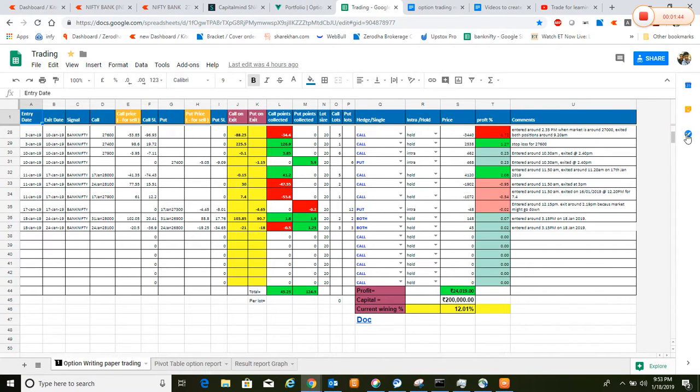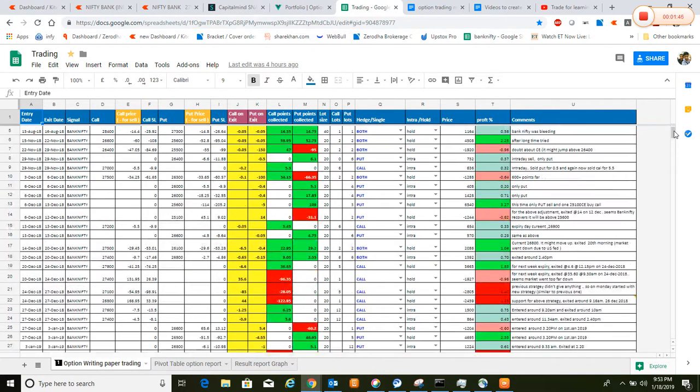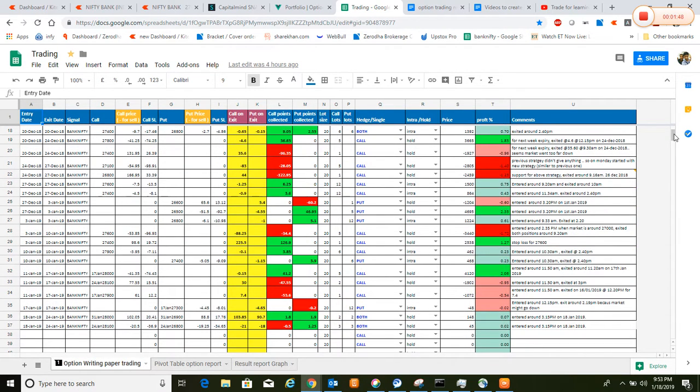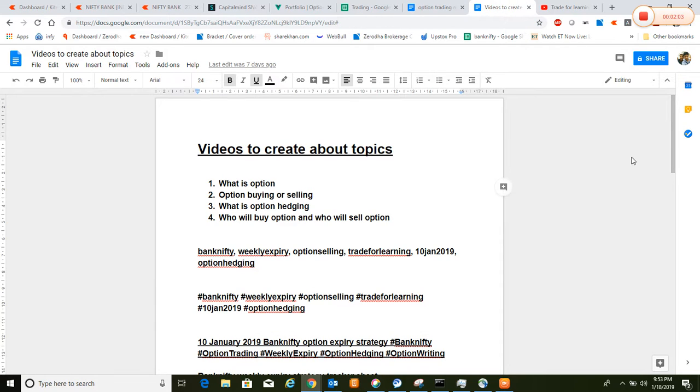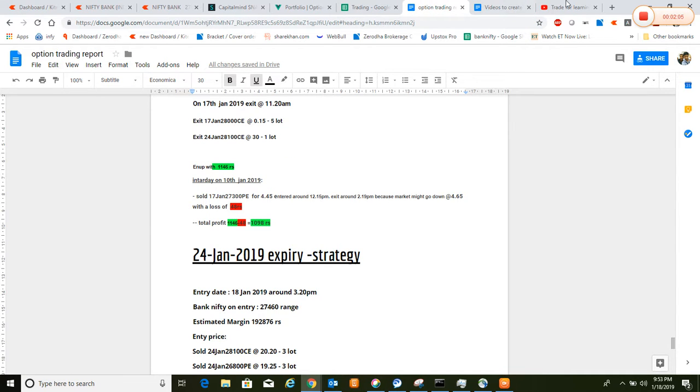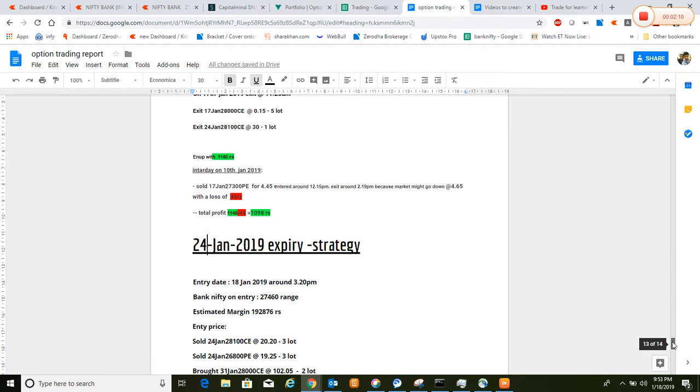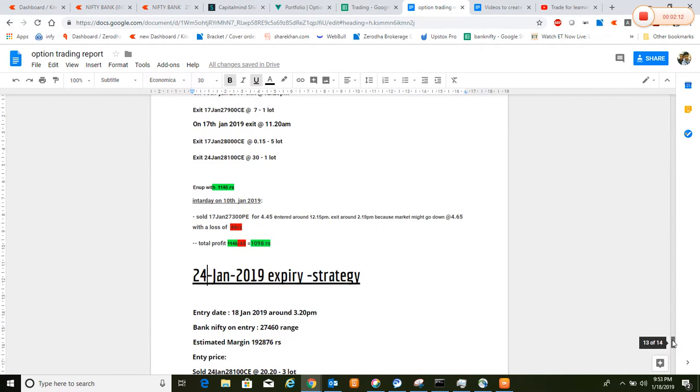I have been tracking this for the past 3 to 4 months. You can see all the tracks, where I entered, where I exited, all the comments in the comment section, and what strategy I followed. You can also refer to the documents where you can see the complete weekly strategy that we followed, what strategy we built and how it got executed on a weekly basis.